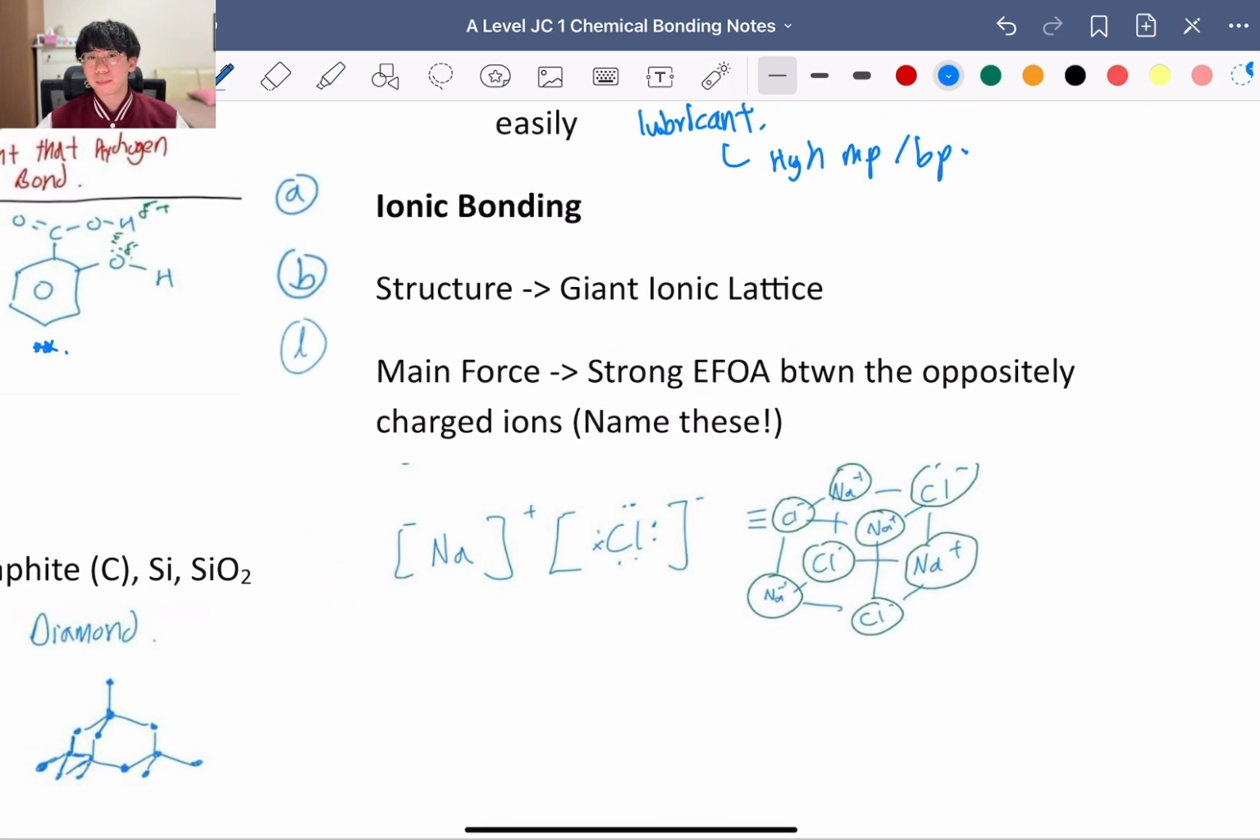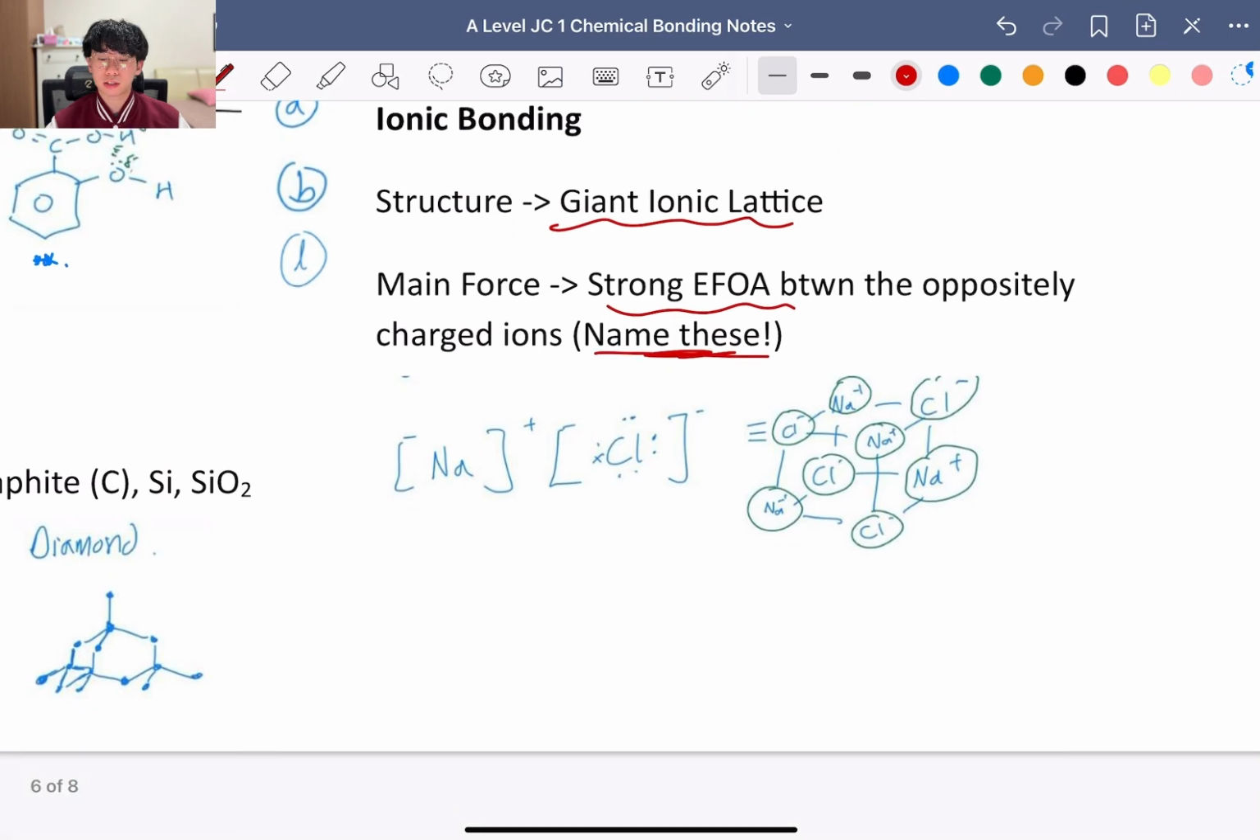Now we move on to ionic bonding. So ionic bonding, right, the main structure is this giant ionic lattice. So you always say that sodium chloride exists as a giant ionic lattice with the main force being strong electrostatic forces of attraction between my sodium ions and my chloride ions. Realize how I name my ions? Yep, please do this in your answer.